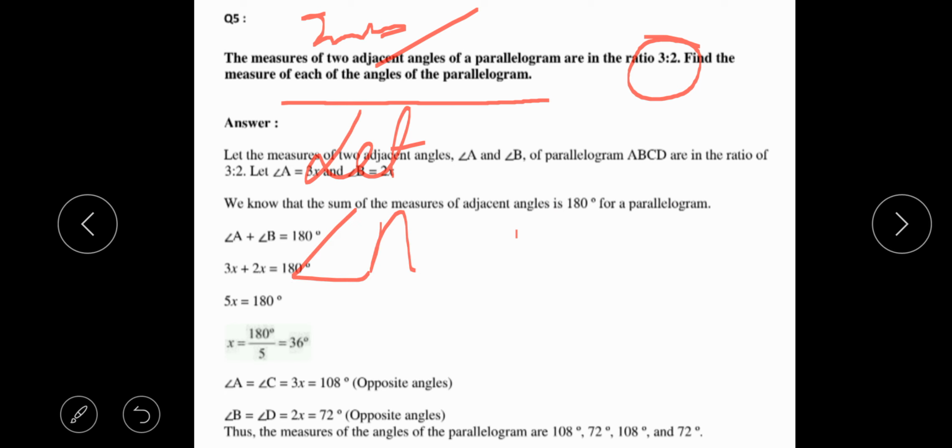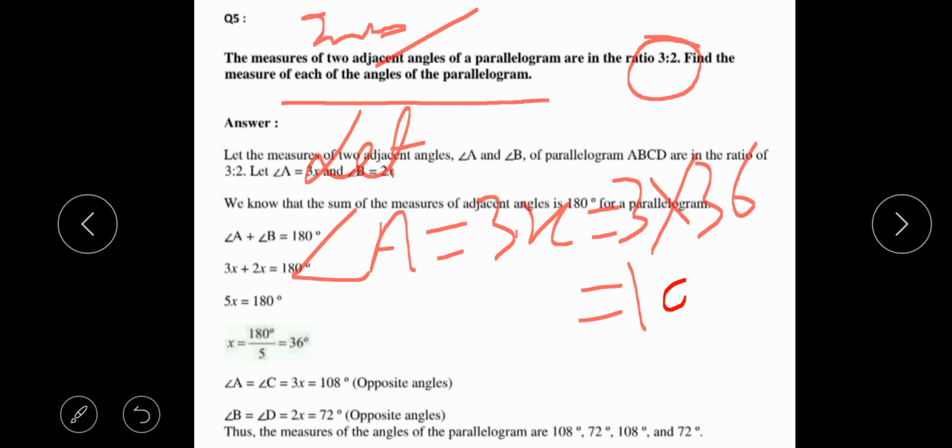So angle A, you know angle A is here 3x, it means 3 into 36, this is 108 degree. Now angle A and C are equal because A and C are both opposite angles, so we can write angle C also here 108 degree. Similarly we can find angle B.